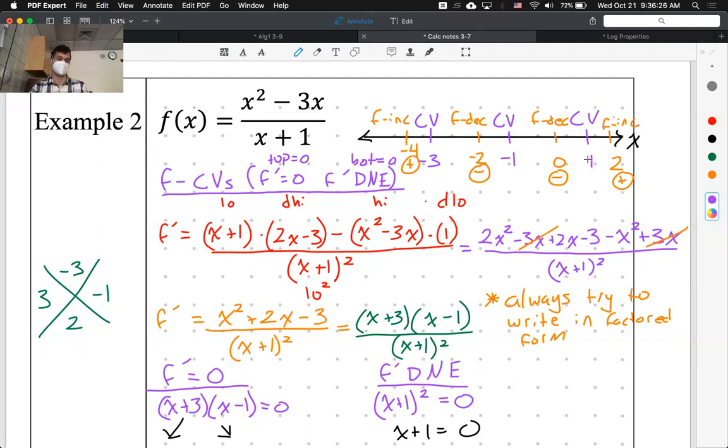Exactly. And if it equals 0, can it be less than 0? Exactly. So, and that's a great analysis. So you're already smarter than I was 2 years ago.